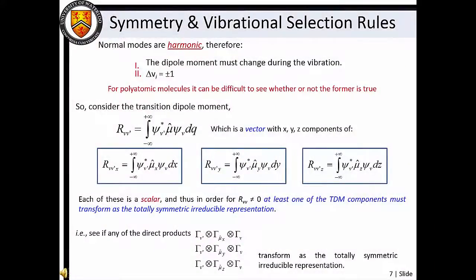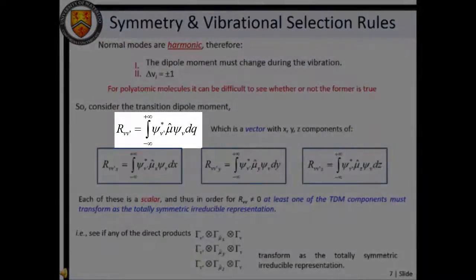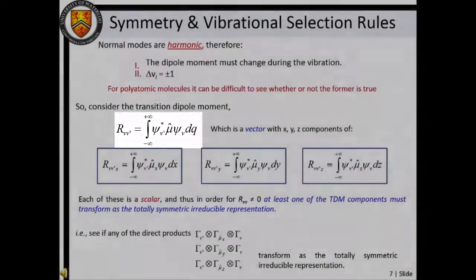function symmetry. Since our normal mode picture views molecular vibrations as harmonic, we know that for a vibrational transition to occur, there must be a change in the dipole moment during the course of vibration, and the vibrational quantum number must change by plus or minus 1. For polyatomic species, it can be difficult to see whether or not the former is true. Instead, we can consider the transition dipole moment integral.